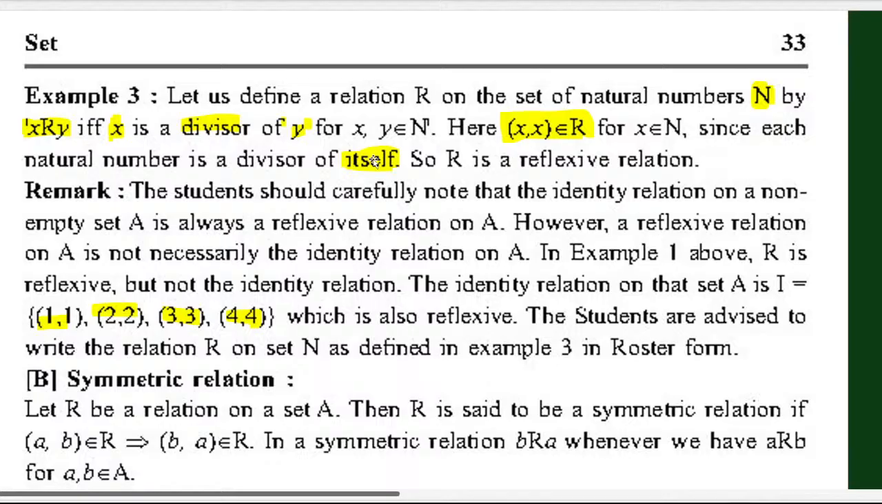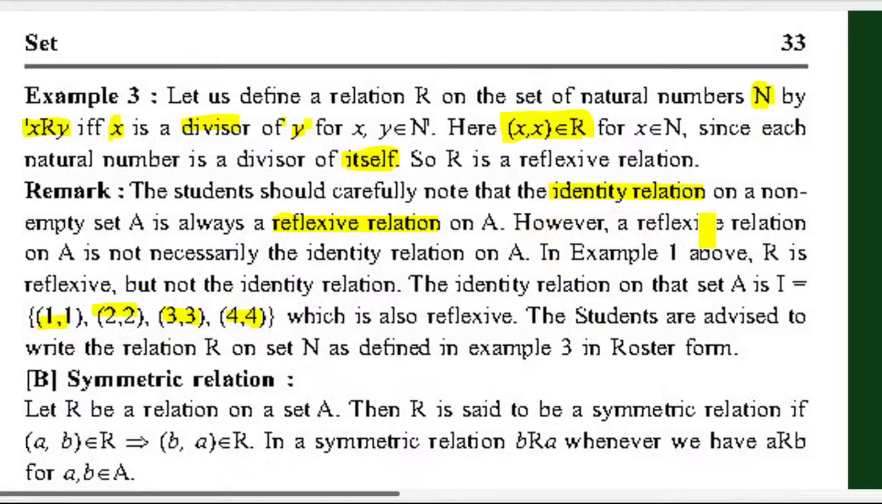X or A, okay, same thing must belong to R. Then only we can say that it is a reflexive relation. So let's see the remark, what it is. The students should find that the identity relation on a non-empty set A is always a reflexive relation on A. Look, the identity relation is always a reflexive relation, but not all reflexive relations are identity.